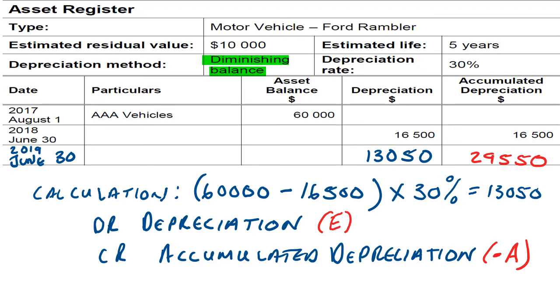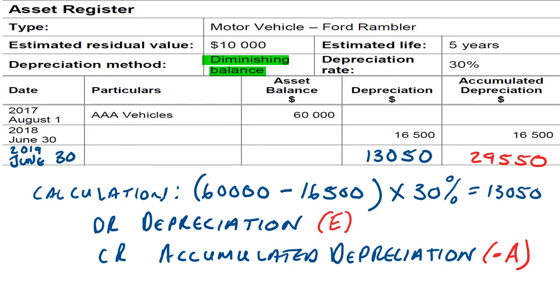Next one was an asset register. Instead of just telling you motor vehicles depreciation was, etc., they gave you an asset register. Now, you've done this in the last module. The important thing here is the diminishing balance method, which means I have to go now to the end of this financial year, and you can see in blue I've written there 2019, the 30th of June.